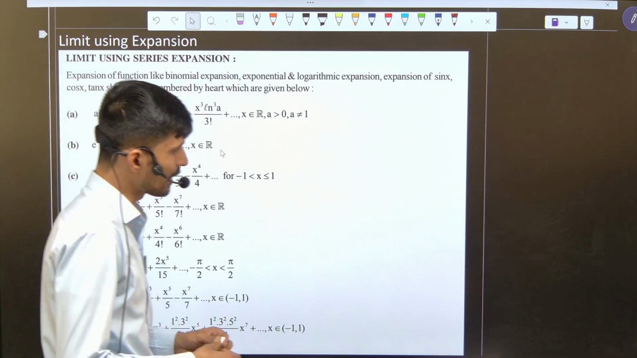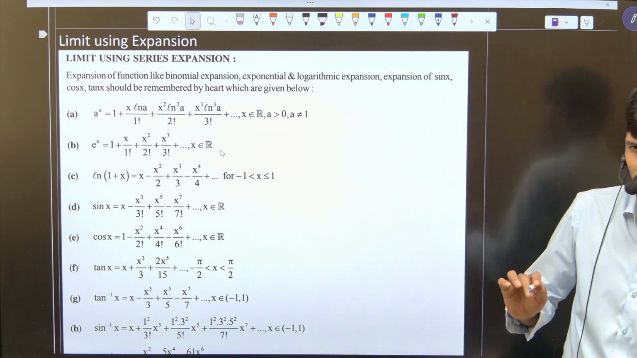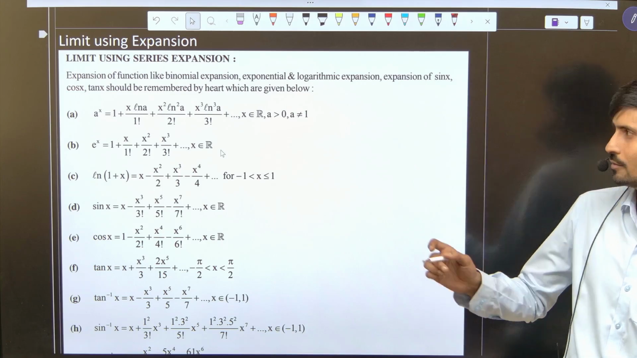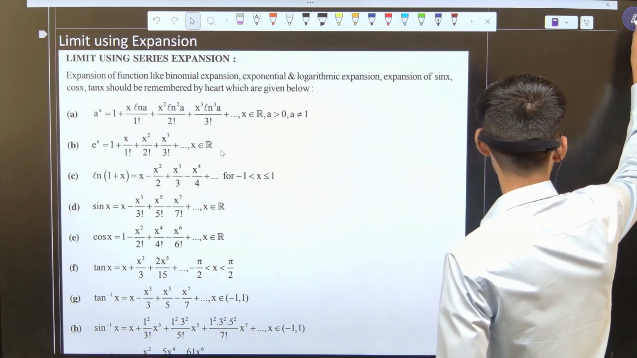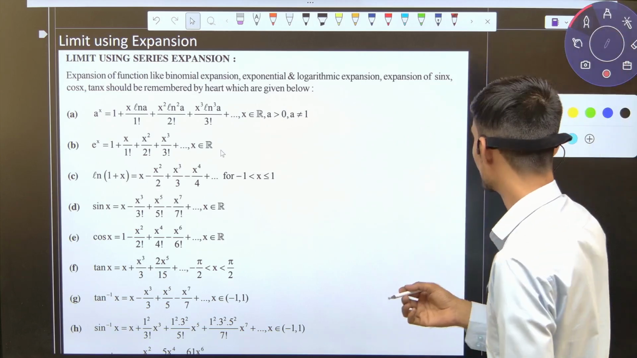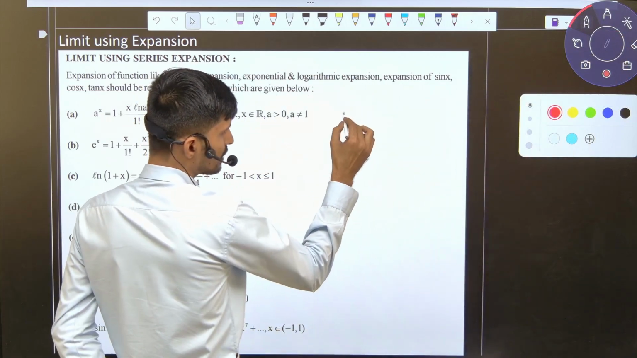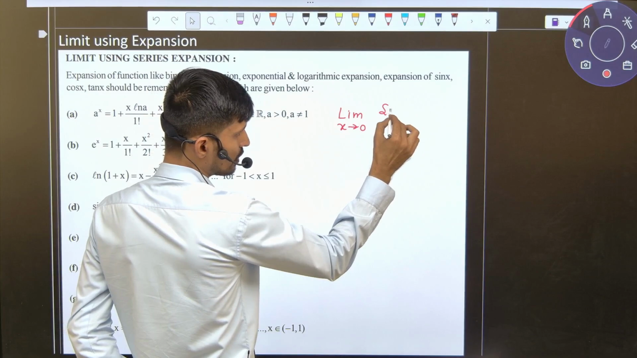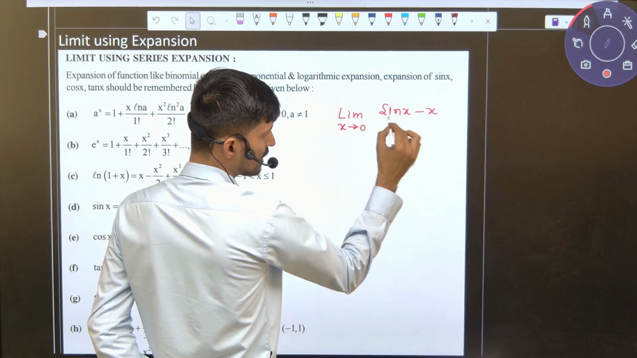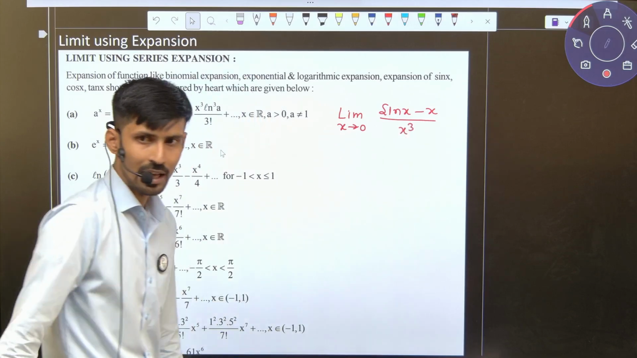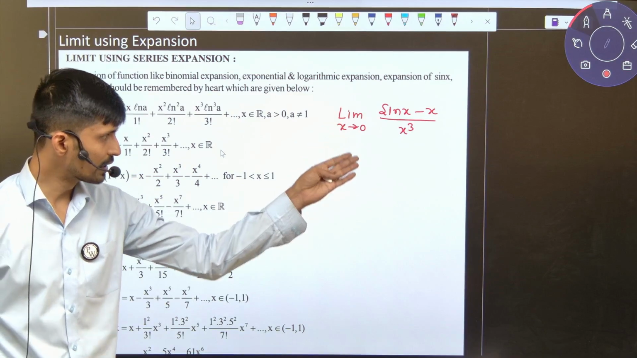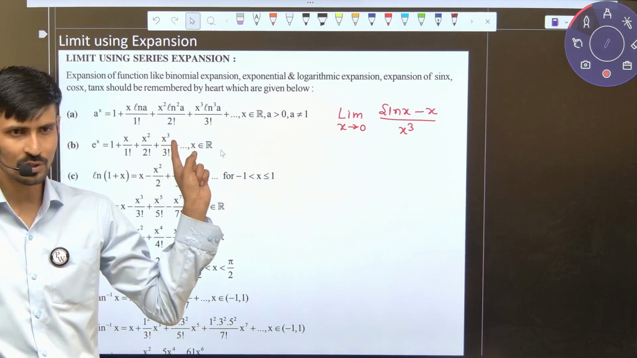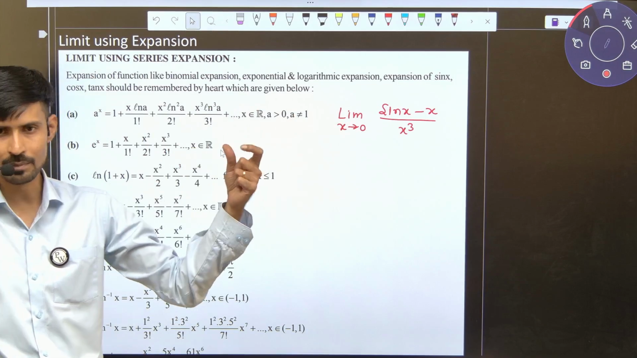So I will first write one question, then tell you how to do it, and then how to know in which question we have to apply limit using expansion. See this question I am going to write: limit x tends to 0, (sin x minus x) by x cube. First I will tell you the steps, then how you will know that in this question we have to use expansion and not some other method. That also I will discuss.